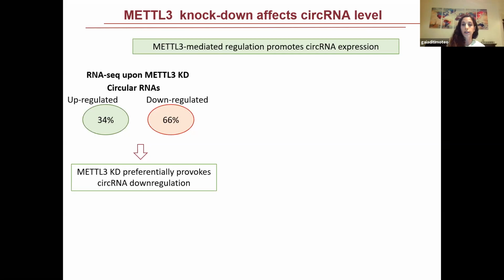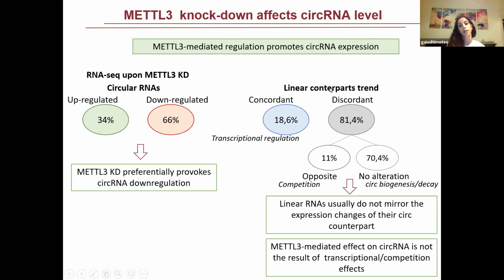But we wanted to investigate the processes that were the cause of this downregulation. So we started looking for hints, analyzing the behavior of these circRNAs' linear counterparts. As you can see here, very few linear RNAs are concordant with our circRNAs, meaning that they are going up upon the METTL3 knockdown when the circRNAs are going up, or vice versa. And so we excluded transcription regulation or regulation due to indirect effect. Most of the circRNAs are discordant, and they are not behaving like their linear counterparts, and in particular, about 70% of them are not showing alteration at all. So we excluded some effect of competition between the circular and the linear production as the cause of this downregulation. But we focused on circRNA biogenesis and circRNA decay.